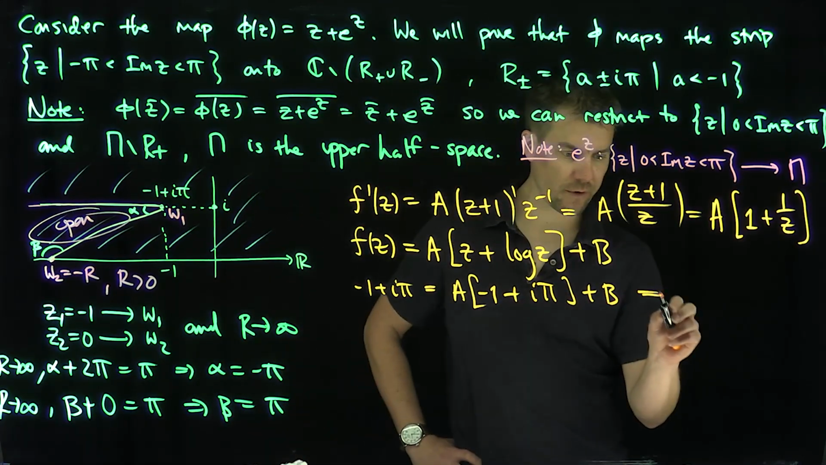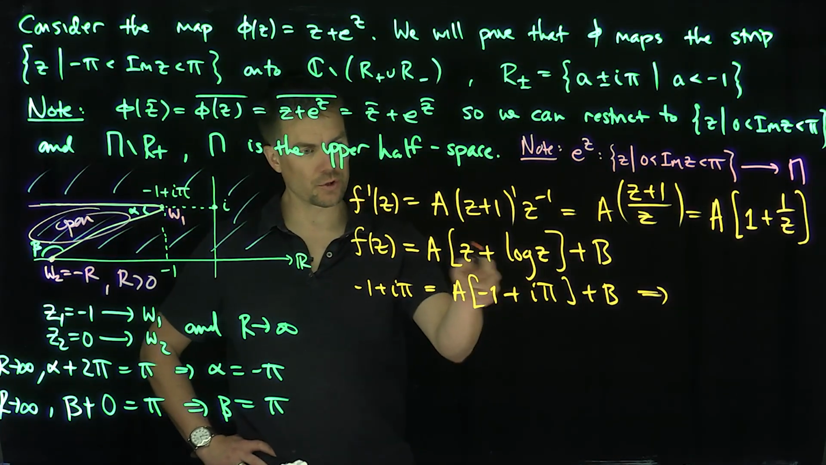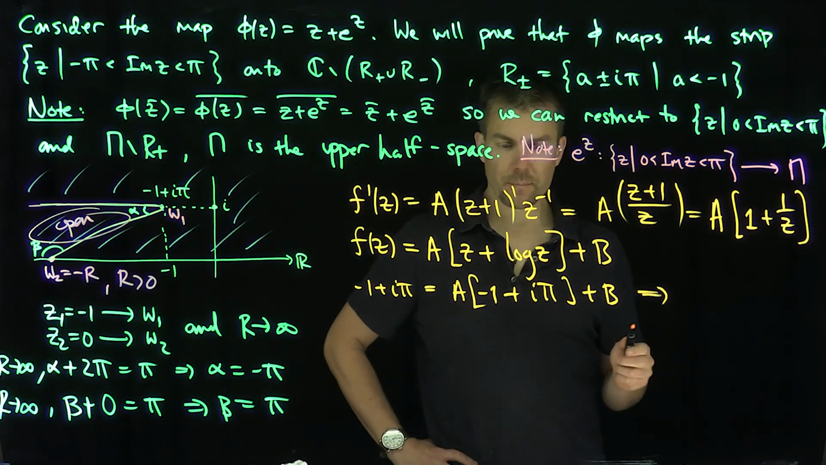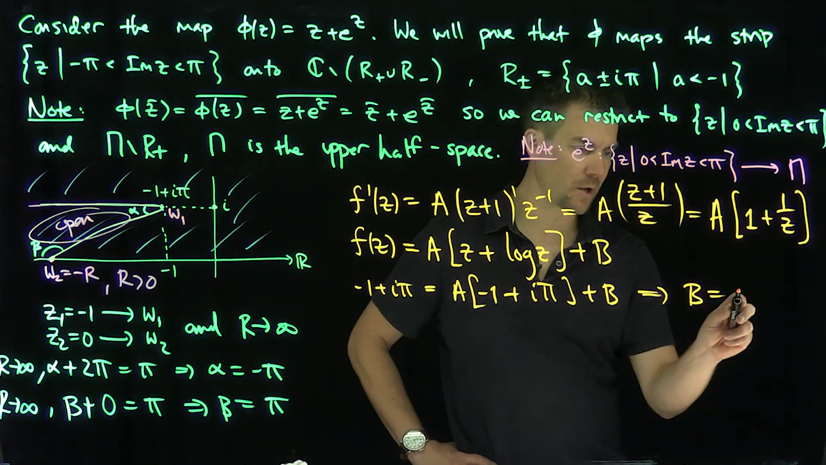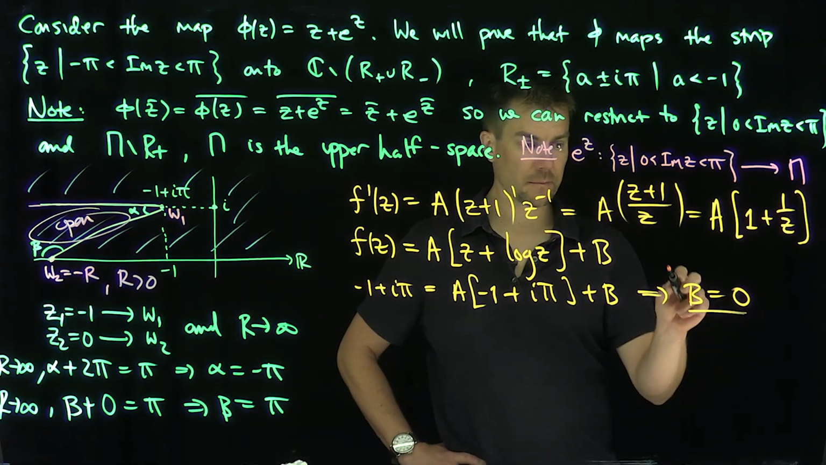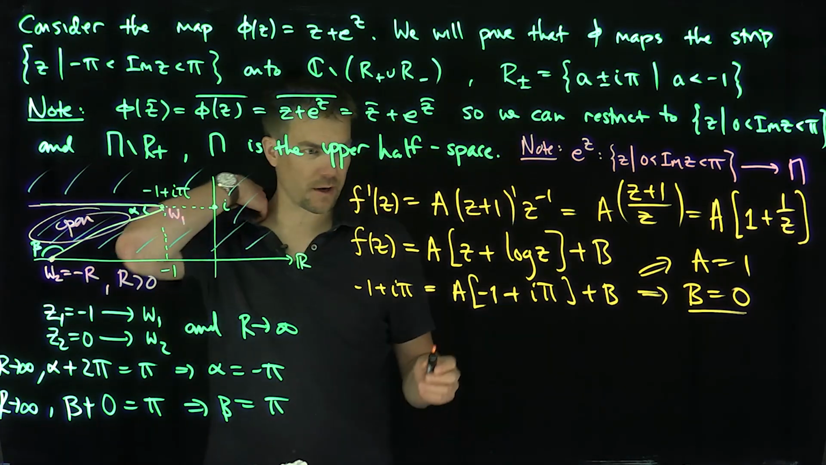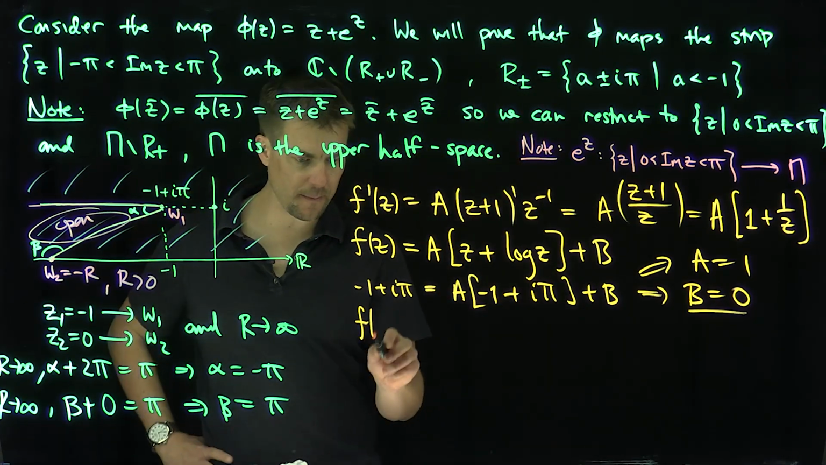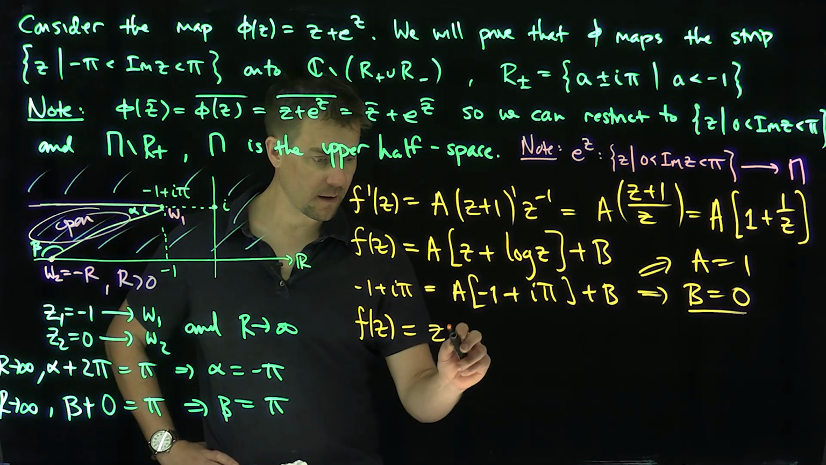Okay, so this equation over here is going to force, and of course if you plug in 0 to this, you're going to have a problem, right? But you have to choose the right branch of log. If I plug in a very, very negative number, it's going to tell me that b has to be 0. This is going to force b to be equal to 0. This also forces a to be equal to 1, because that's exactly the same thing over there. So our Schwarz-Christoffel mapping, f of z, is just going to be z plus log of z.